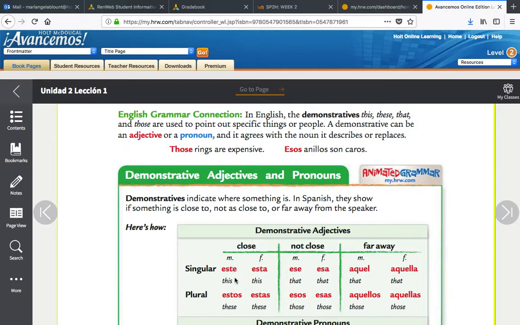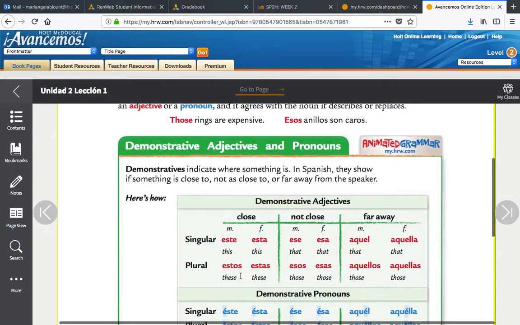Every time you use those adjectives, you must mention the object, okay? Like este libro, esta computadora. Computadora is the object. Libro is the object. So you have to mention the object after you say this demonstrative adjective, okay? You must say.